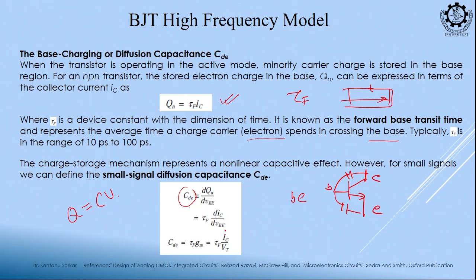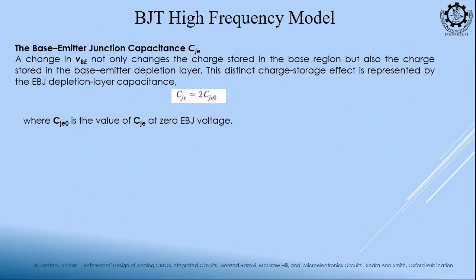Now, del IC by del VB, we know, is another term, GM, the transconductance. So, CDE becomes tau f into GM, and the value of GM we also know, IC by VT, that we can also use.